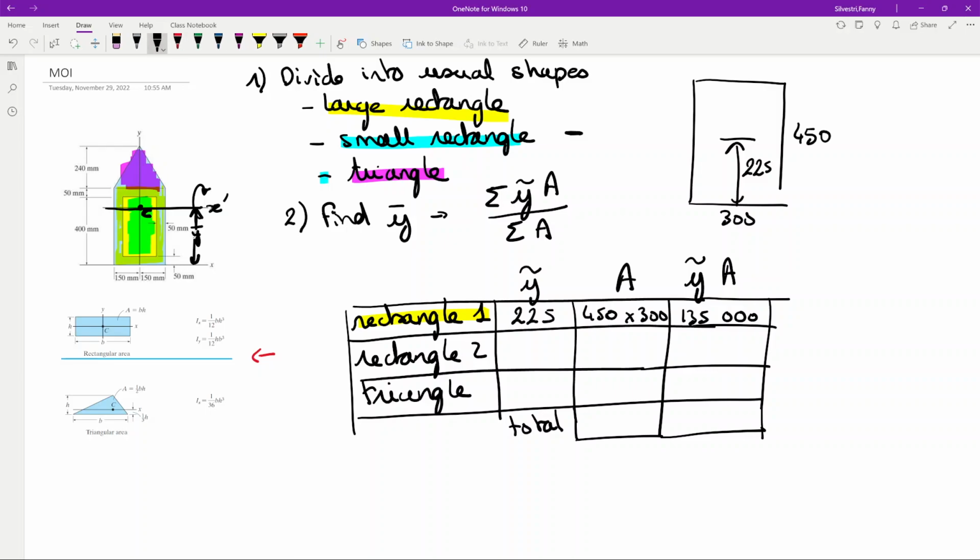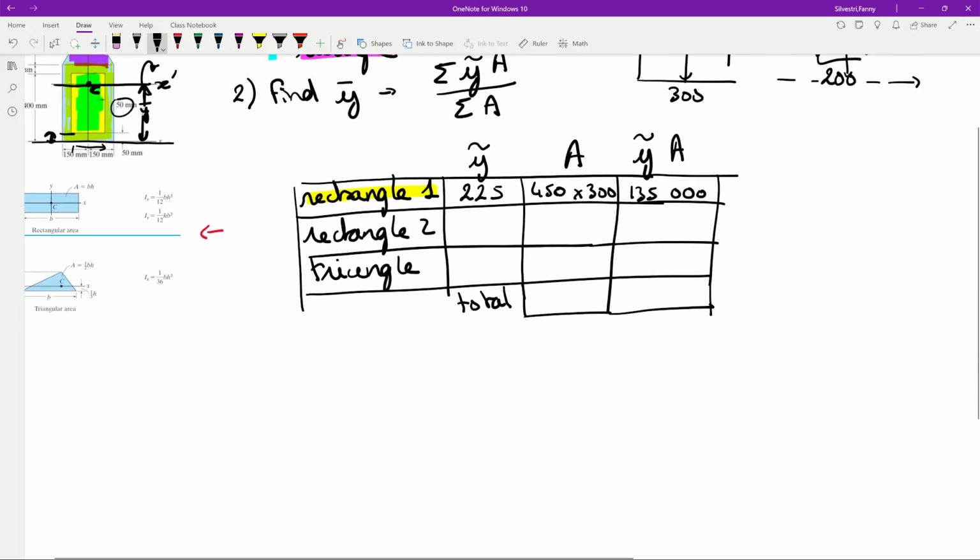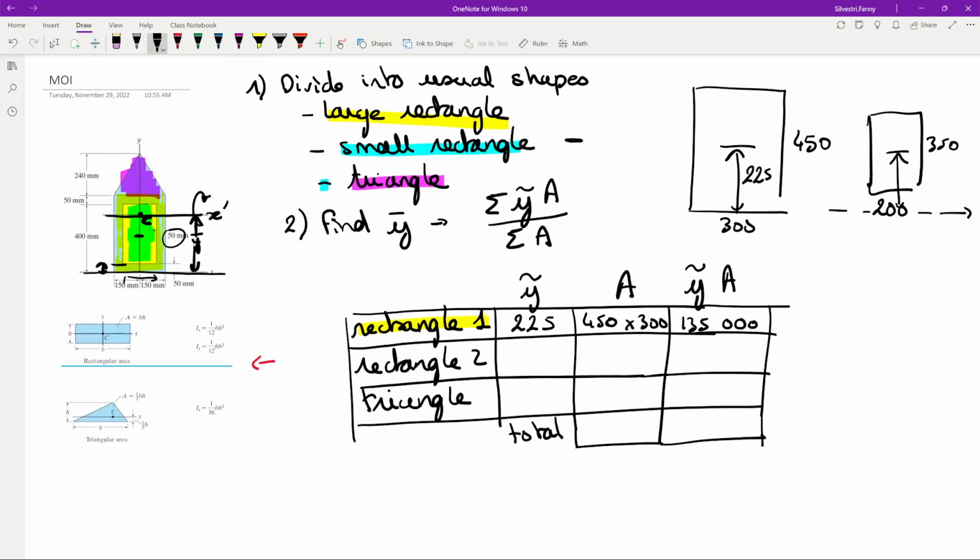Now for rectangle 2, let me draw it there. In the center, this is the little one. How long is it? It's 400 minus the bottom there, so it will be 350 for the height. And the inside, it will be 300 minus twice the 50, so that will be 200. Okay. And now for the distance, don't forget that you want the y tilde from the same axis, from x. We want to use the same reference. So that will be the same middle as the large rectangle. That will be 225.